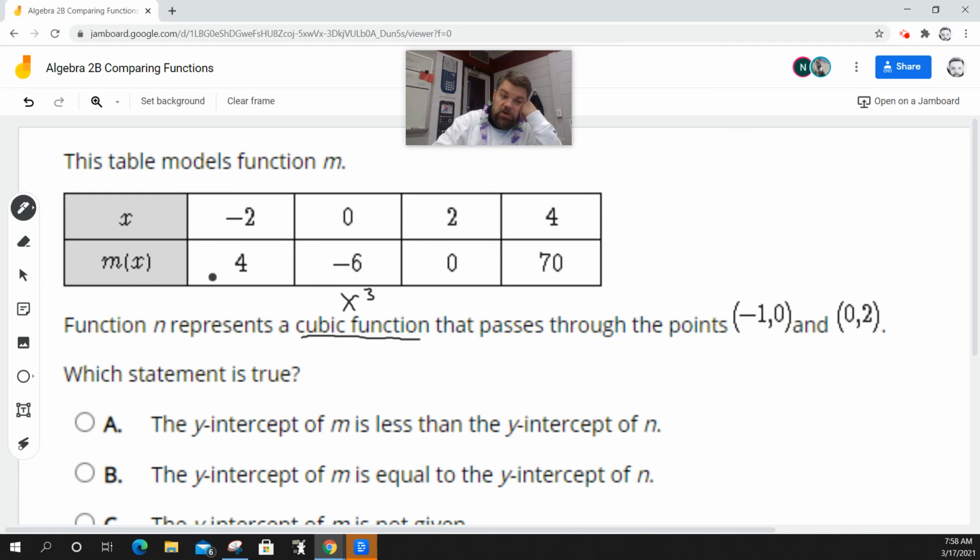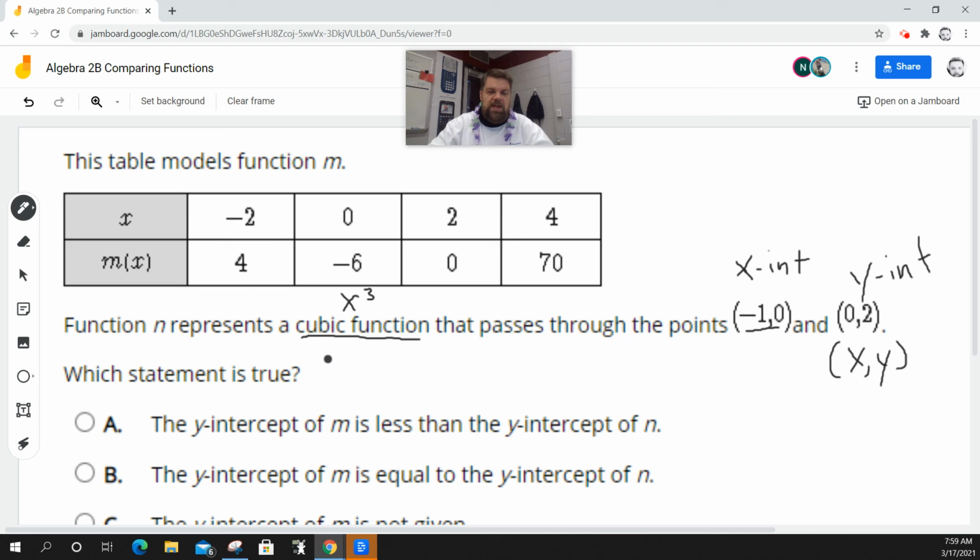All right. So I don't know what m of x is. I mean, I can figure it out, but I don't know if it's linear or whatever. So anyways, this is a cubic function that passes through -1, comma 0. Now remember that when y is equal to 0, that is the x-intercept. And when x is equal to 0, because remember this is written in x comma y, that is what we call the y-intercept. So they gave us the x and y-intercept.